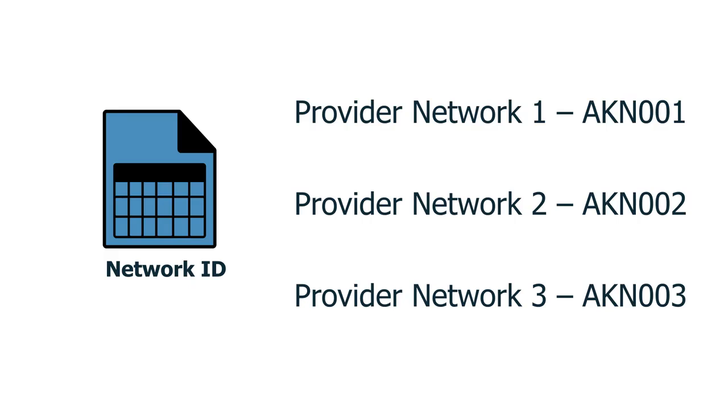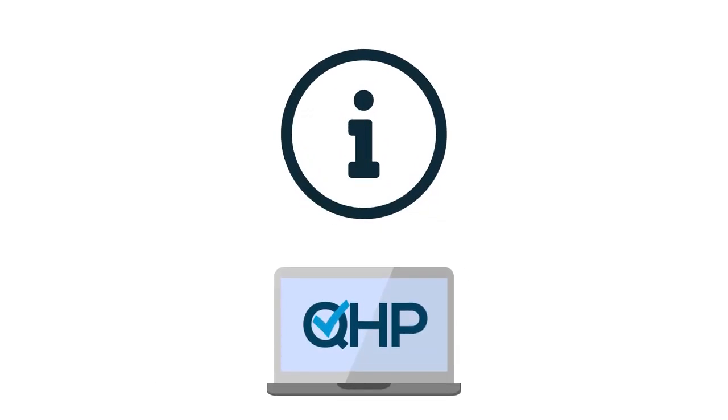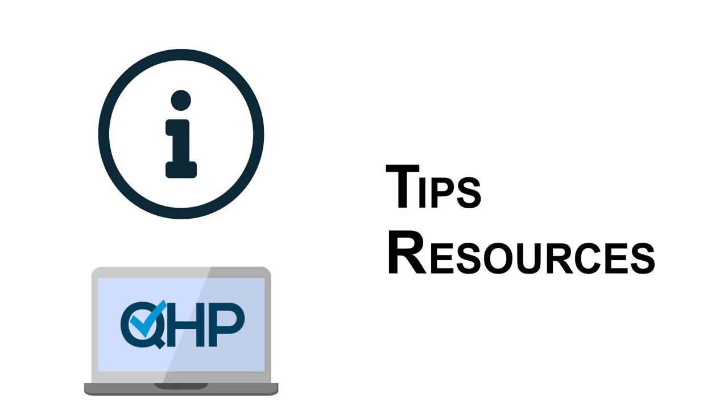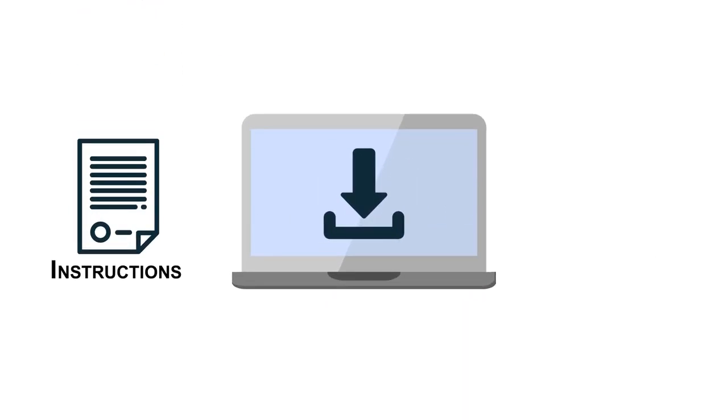To download the Network ID template and applicable instructions, visit the ECP and Network Adequacy webpage of the QHP certification website. This webpage contains more information about the essential community providers and network adequacy sections of the QHP application, including tips and additional resources. Before filling out the Network ID template, download and read the instructions from the Application Resources section.